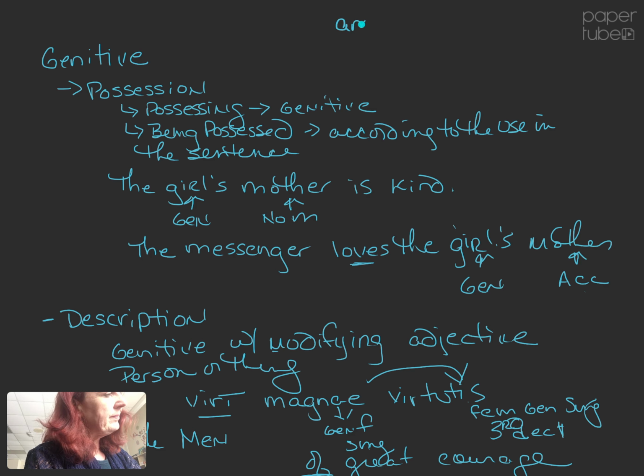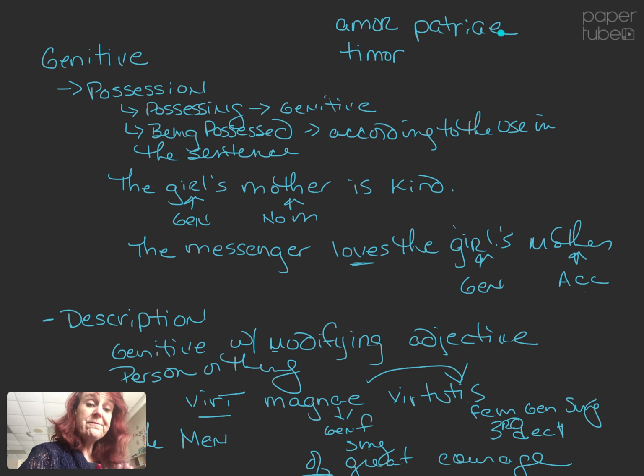Amor is a noun that has action built into it. It's related to a verb, love, to love. Amor patriae, love of country. Timor is a fear, and it's related to the verb to fear, timeo, timere. Timor belli, fear of war.